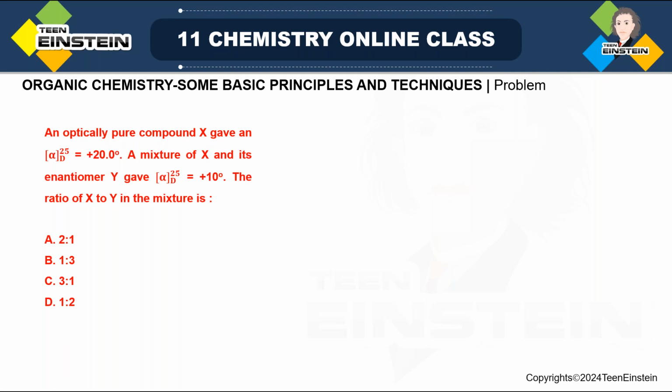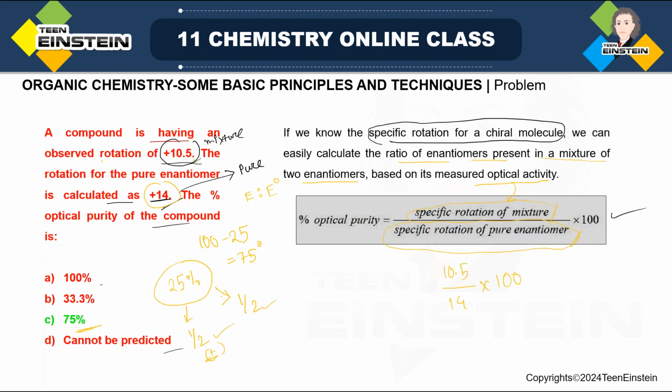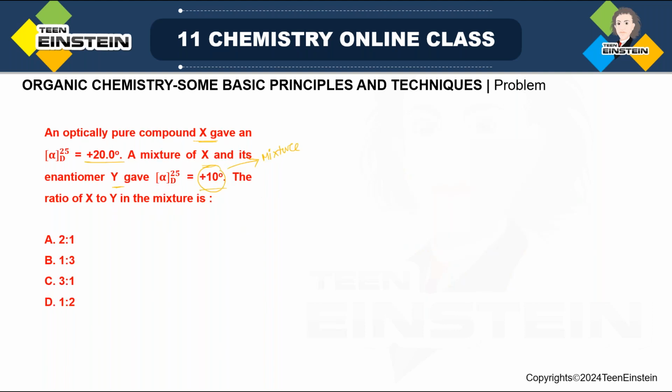Read the question carefully. It says that optically pure compound X gave plus 20 degrees. This is for pure, not something you find from a database. And a mixture of X and its enantiomer Y gives plus 10. So this value is for the mixture. Remember, in the last case the mixture value was 10.5 and for the pure it was 14. Here it is slightly different: 10 degrees for the mixture and 20 for the pure enantiomer X.